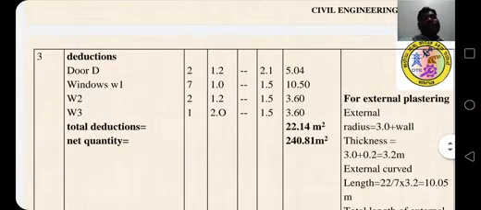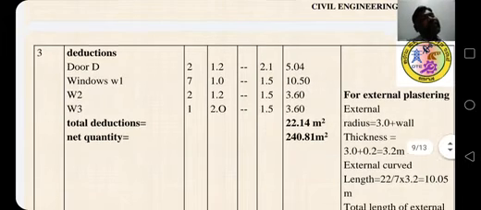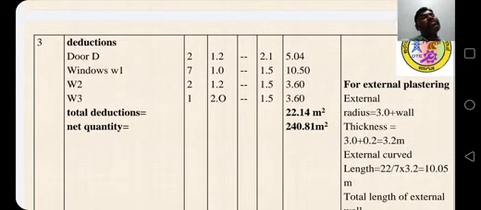Deduction: door D 2 numbers 1.2 into 2.1, windows W1 7 into 1 into 1.5, W2 2 numbers 1.2 into 1.5, W3 1 into 2 into 1.5. Multiplying the quantity is equal to numbers into length into depth. 5.04, 10.5, 3.6, 3.6. Total quantity is 22.14 square meter.